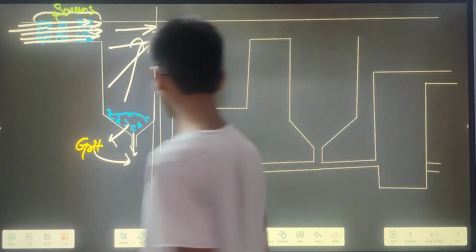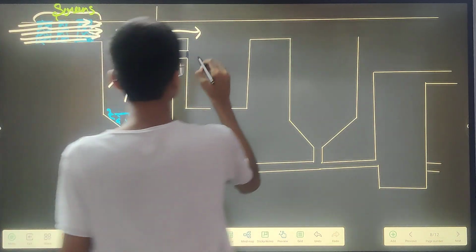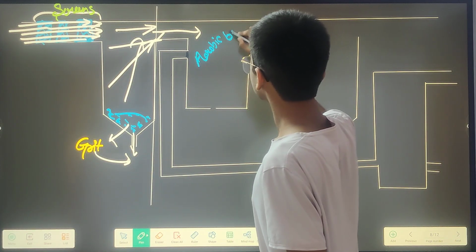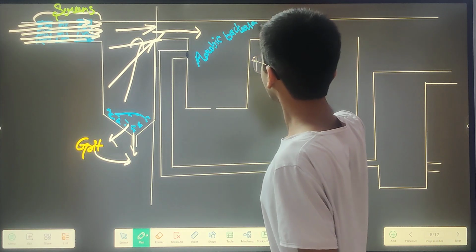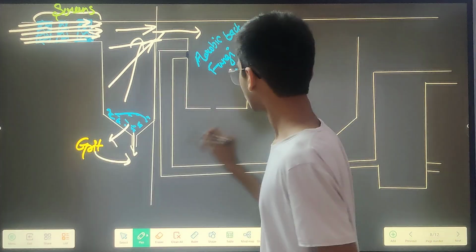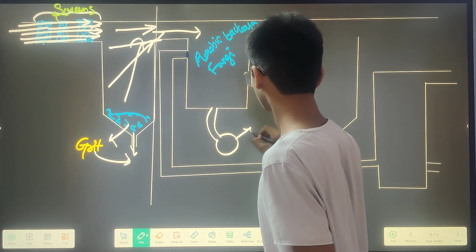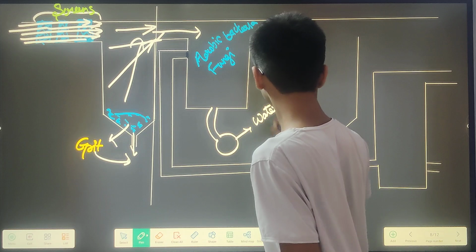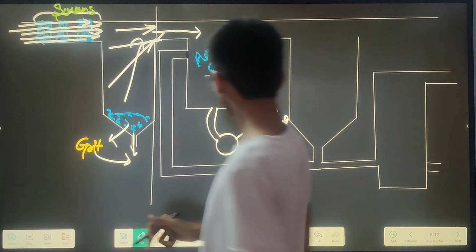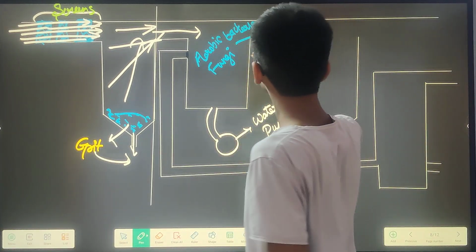Then over here you are having the secondary stage. The aeration tank is here, where you are going to add aerobic bacteria, then the fungi. And also along here you are going to add the water pump. So here this is going to form your flocks.